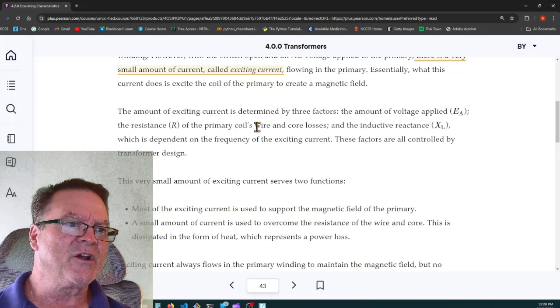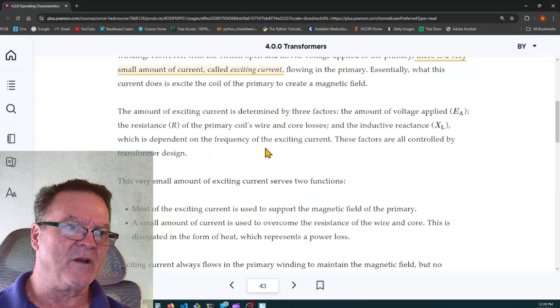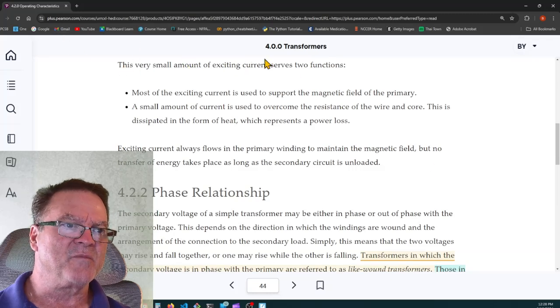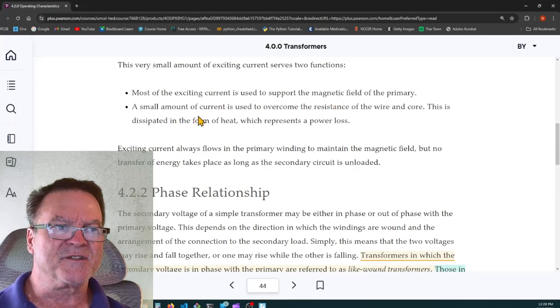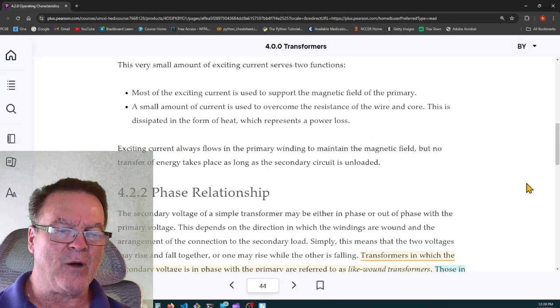The amount of exciting current is determined by three factors: the amount of voltage applied, the resistance of the primary coil's wire and core losses, and the inductive reactance, which is dependent on the frequency of the exciting current. This very small amount of exciting current serves two functions. Most of it is used to support the magnetic field of the primary. A small amount is used to overcome the resistance of the wire and core. This is dissipated in the form of heat, which represents a power loss.